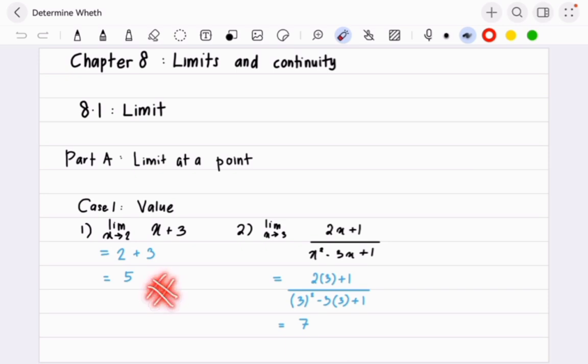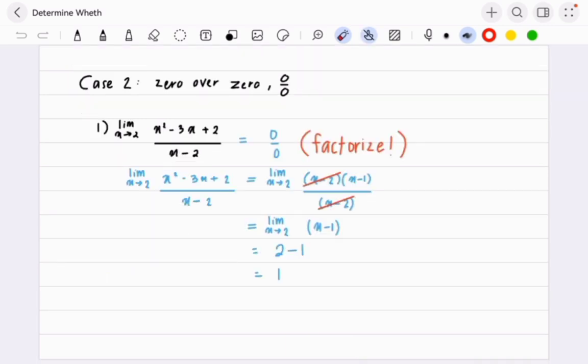The second example is limit x approaching 3 of (2x plus 1) over (x squared minus 3x plus 1). So you substitute 3 into x, equals 2 times 3 plus 1 over 3 squared minus 3 times 3 plus 1. So you will get 7 as your answer. So that is value, the first case.